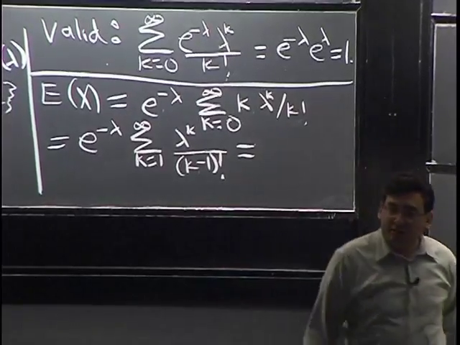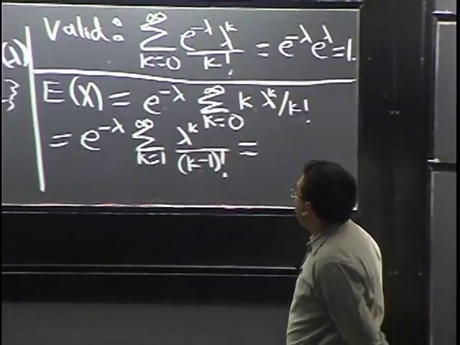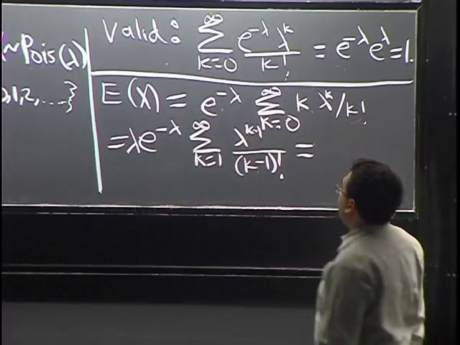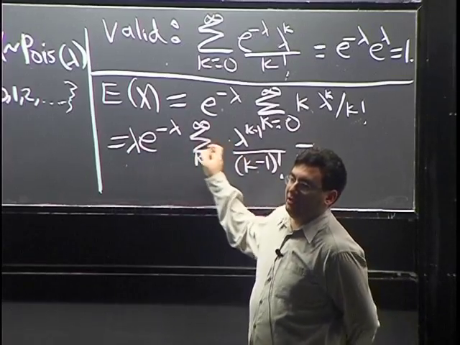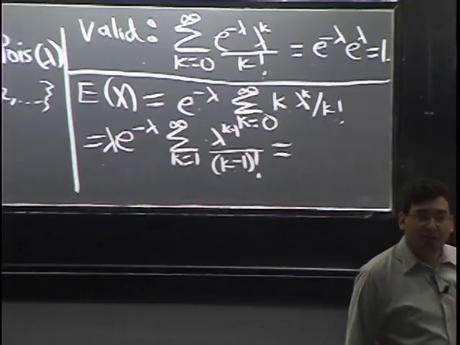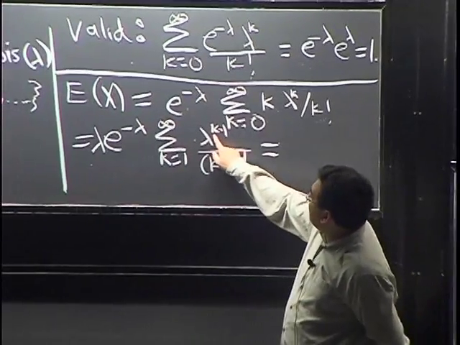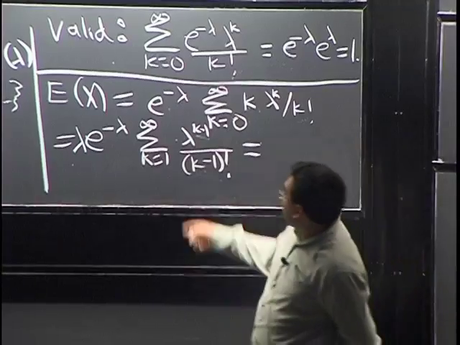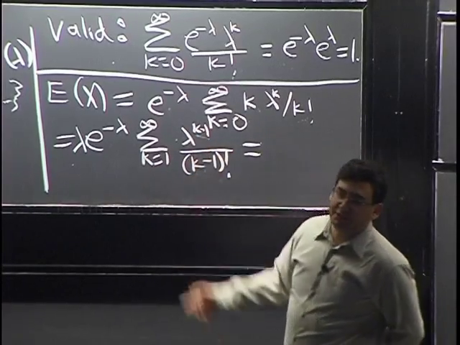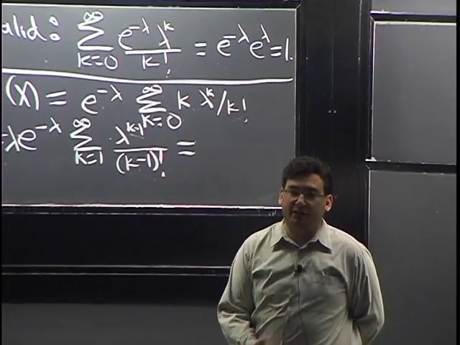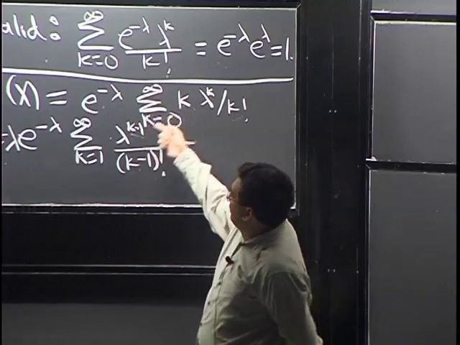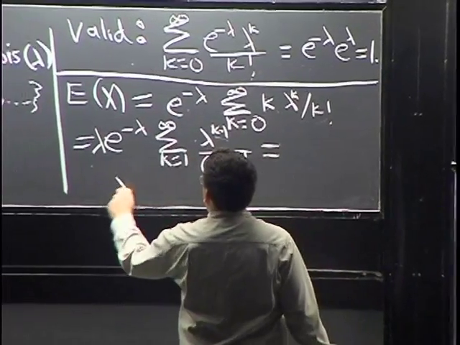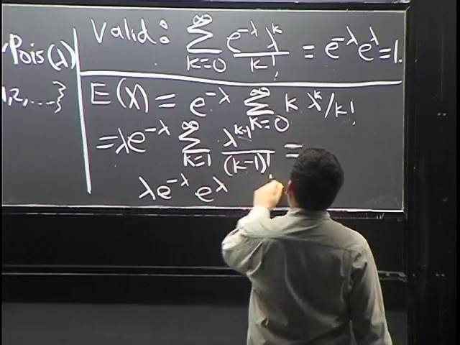So to make this match up better, let's just take out one of the lambdas. So I make this lambda to the k minus 1. Lambda is just a constant, so you can pull out lambdas all you want. I put it that way so that now this k minus 1 matches this k minus 1. Now, if we want, we can just let j equal k minus 1 at this point, or just write out the first few terms and directly see this is exactly the Taylor series for e to the lambda again. So therefore, this is just lambda e to the minus lambda e to the lambda, which equals lambda.